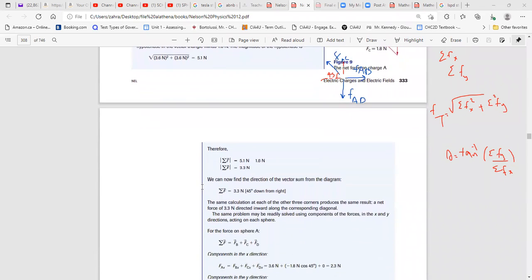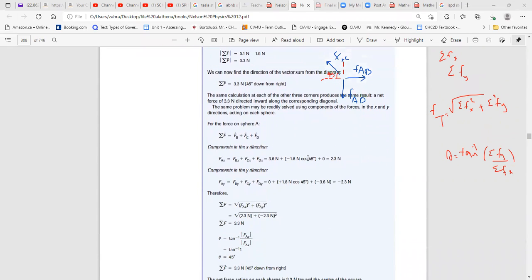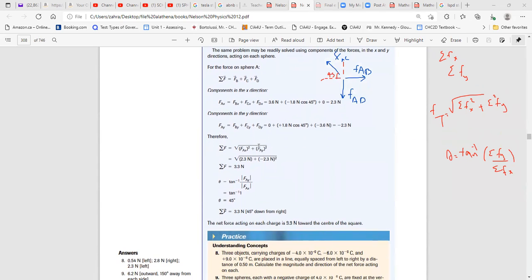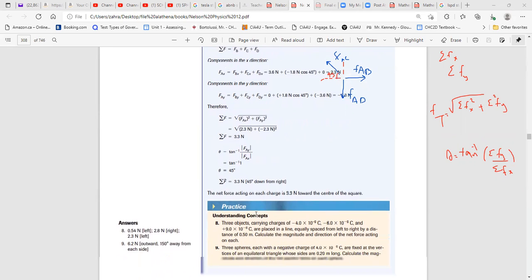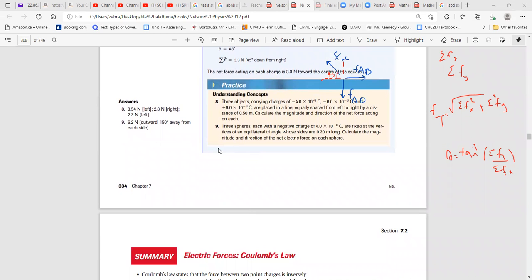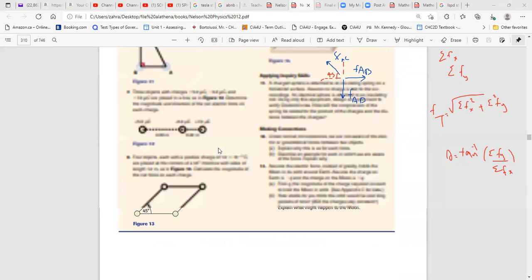Then here they find the x and y components. They added all of the x components here. Make sure the x component of F of AC is negative. That's why we put it negative. Also, the y component of F of AD is negative because it's downward, right? Make sure of that. So put them together using the Pythagorean theorem. Find the angle: the total force in the y direction divided by the force in the x direction, tan inverse of that gives you the angle. So to do a practice, question number 8 and 9, you can try to do those questions for your practice.